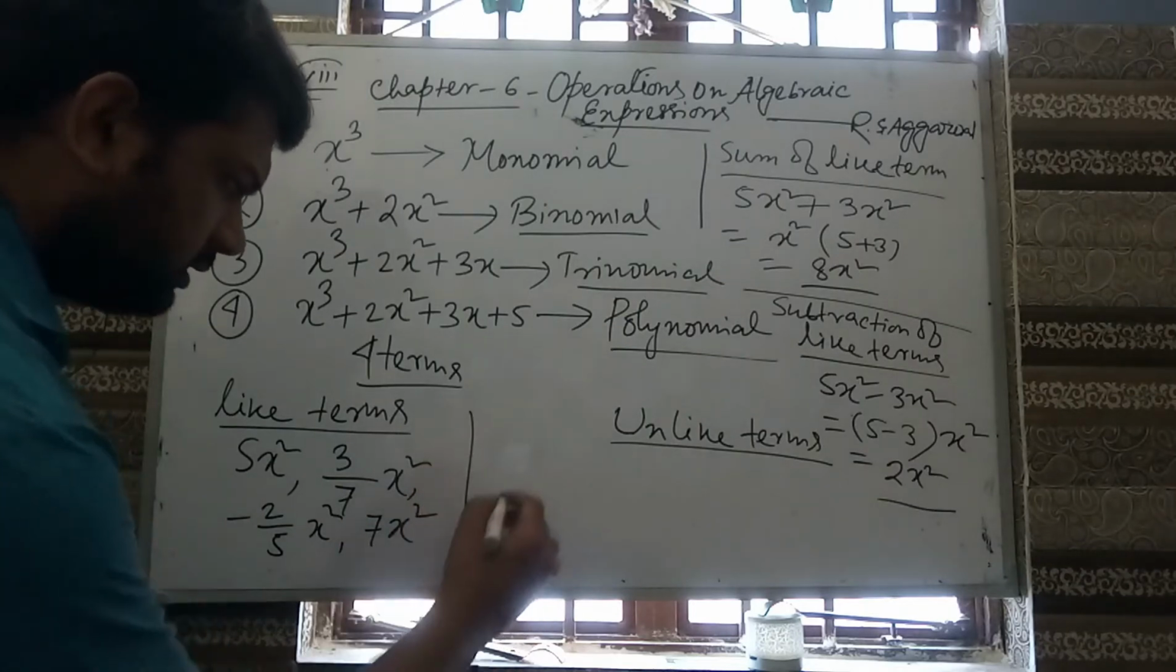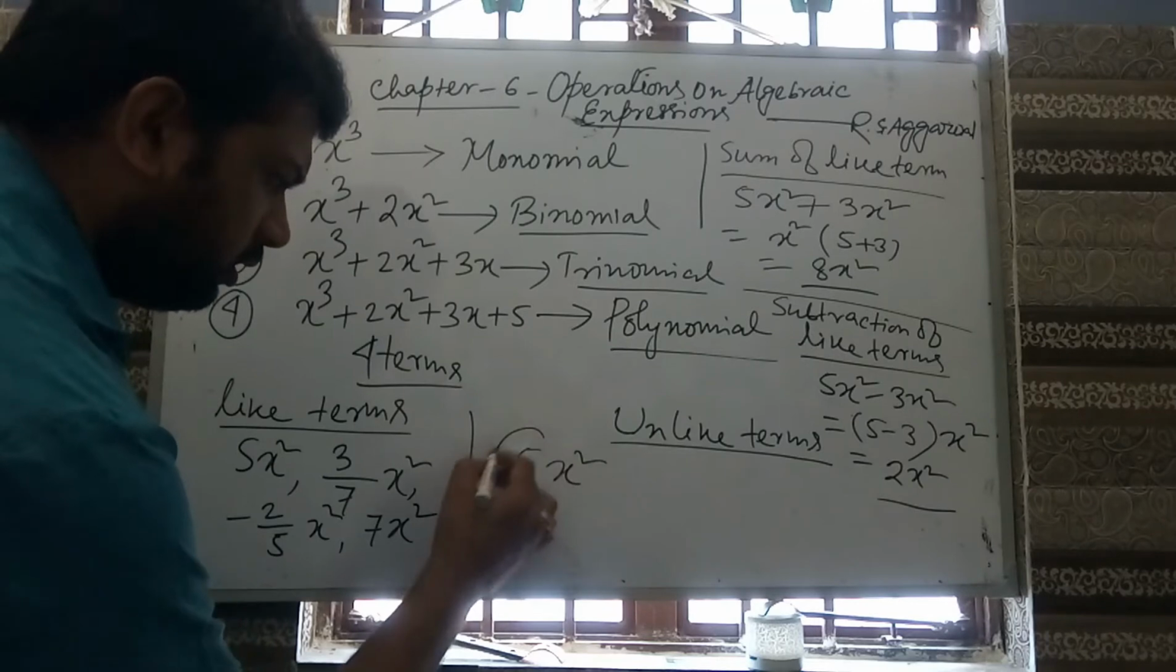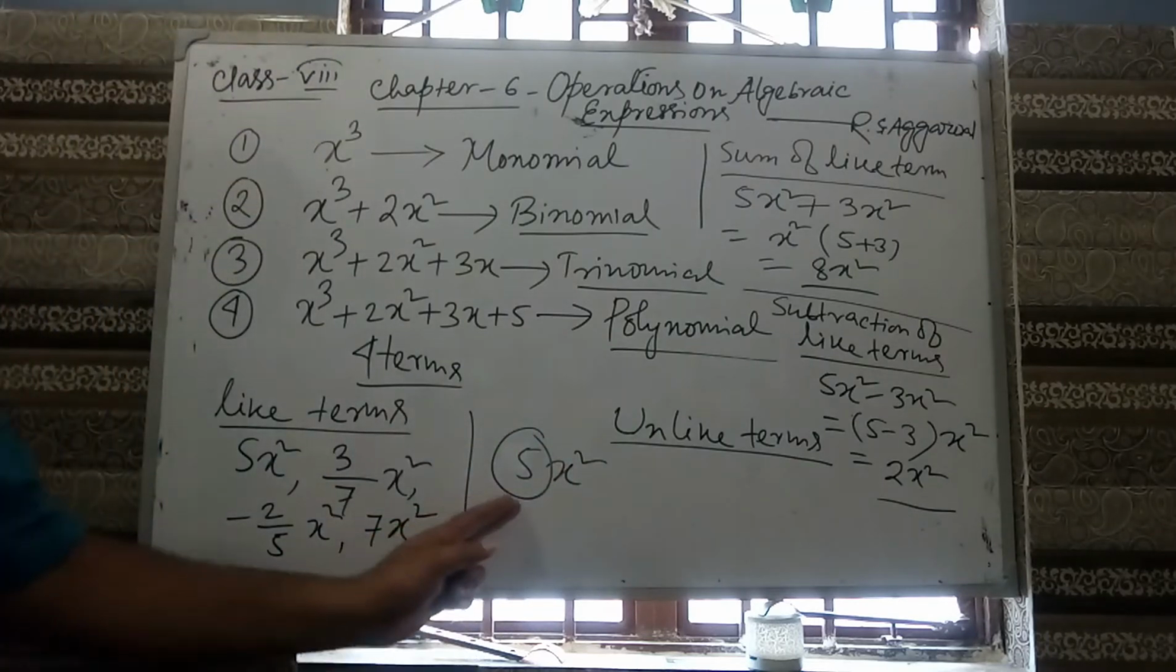Now, what is this thing called? In 5x square, what is the name of this 5?